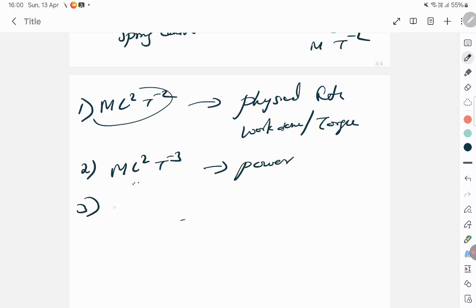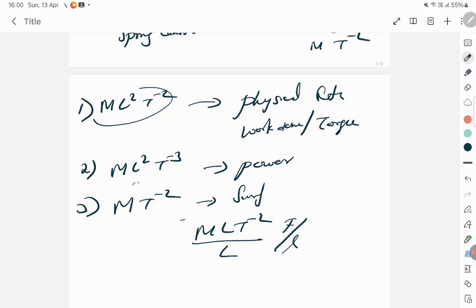So let's go to the next question. MT to the power minus 2. I know force is MLT to the power minus 2, which is cancelled by L, which is force by length, which is nothing but surface tension. Therefore this is nothing but surface tension. You can also write it as surface energy, because both of them have the same dimensional formula. Remember, surface energy.